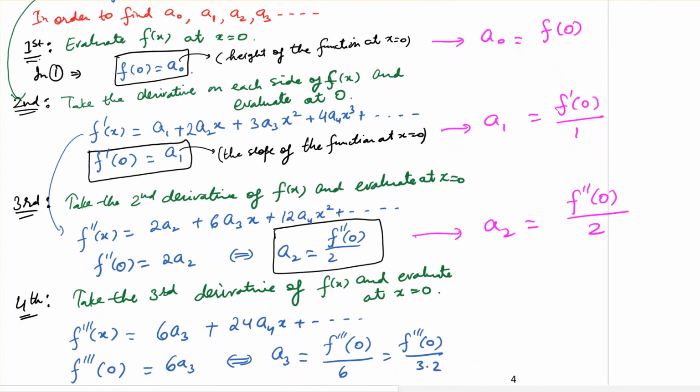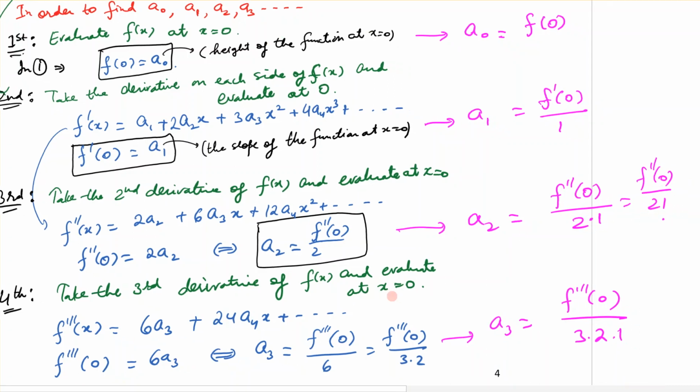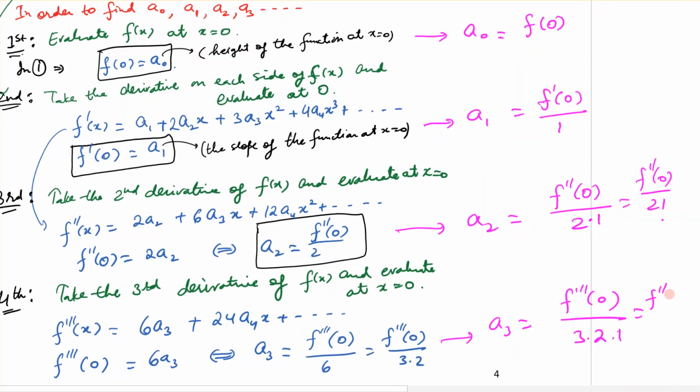And then we got a3, so third derivative over 3 times 2. So we can even write this as 2 times 1 here, and we can write 3 times 2 times 1. So this is basically 2 factorial. This is third derivative and 3 factorial.